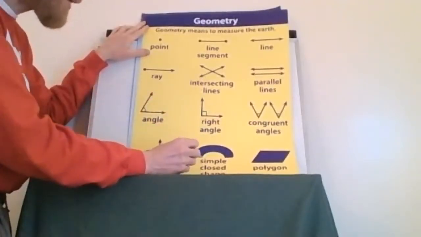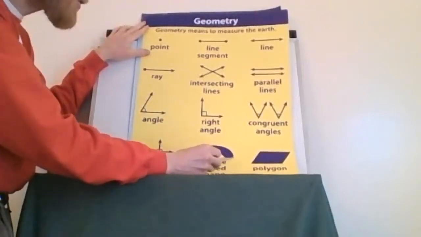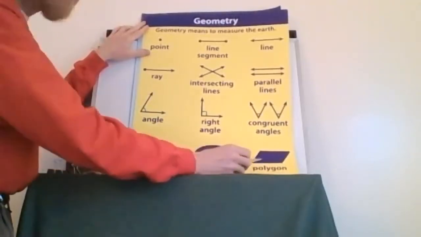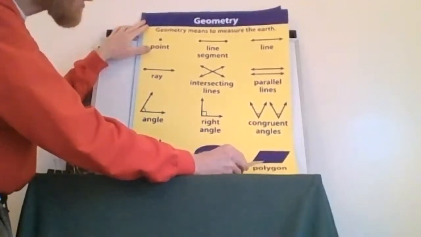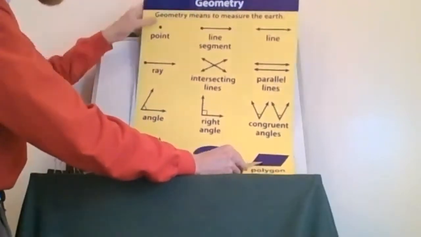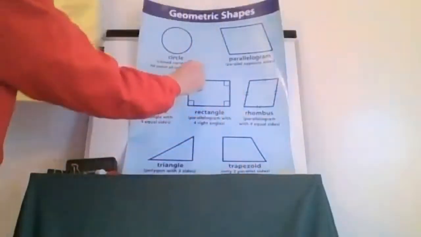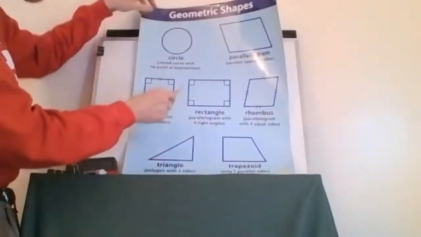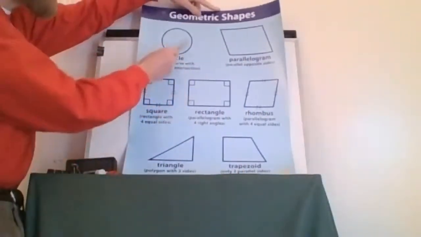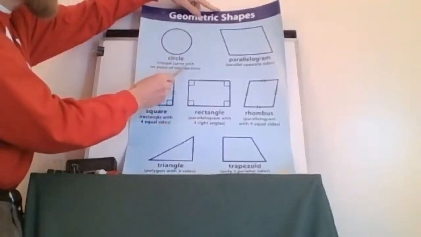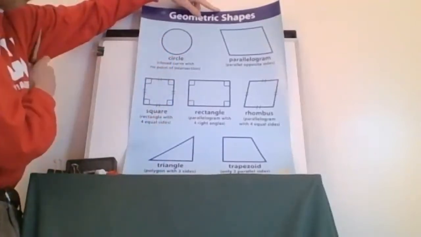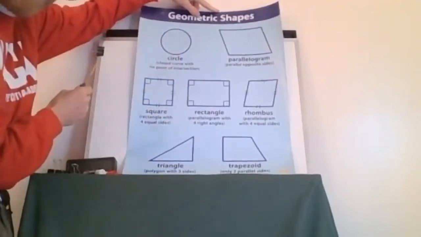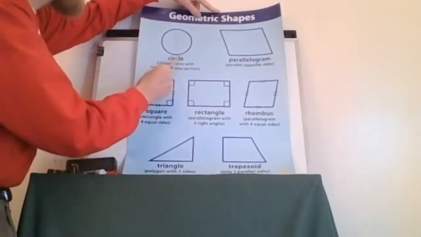Simple closed shape. A simple closed shape we're going to talk about today on your paper, okay? And we're going to talk about what a polygon is on your paper. So we'll go over that in just a minute. You're also going to learn today the basic shapes. A circle, a closed curve with no point of intersection. And they're all curved lines. There aren't straight edges. And they do not intersect.